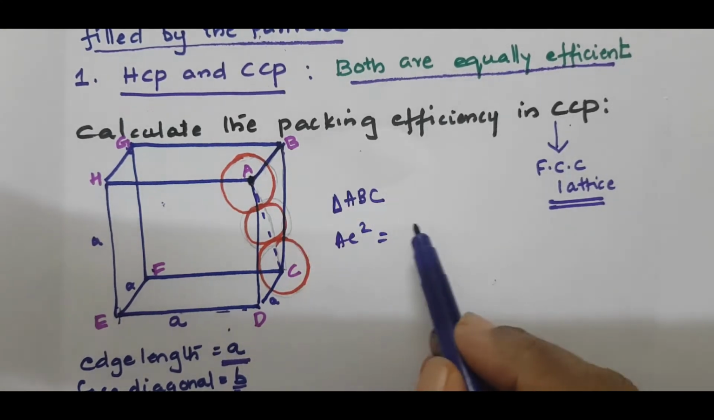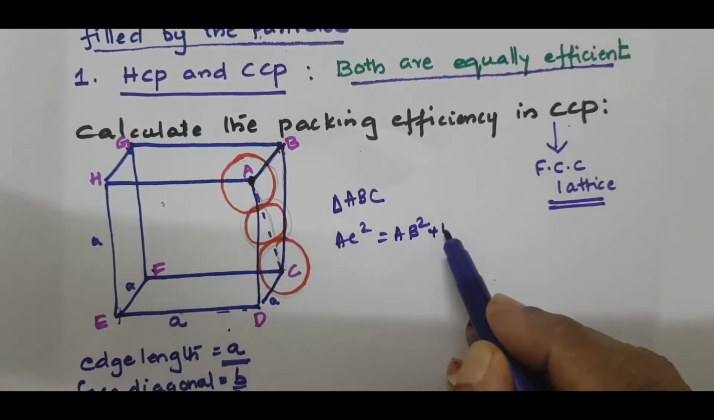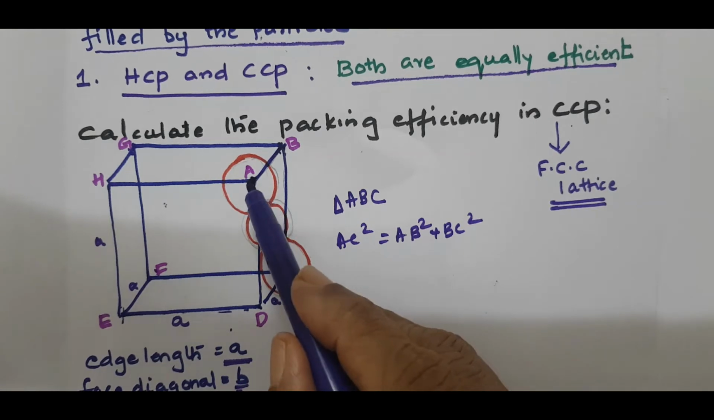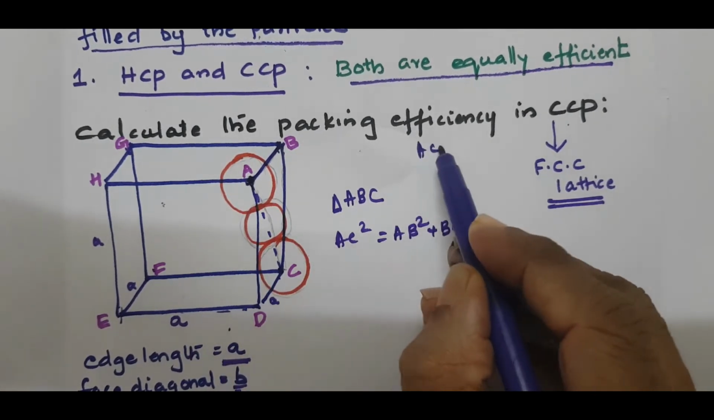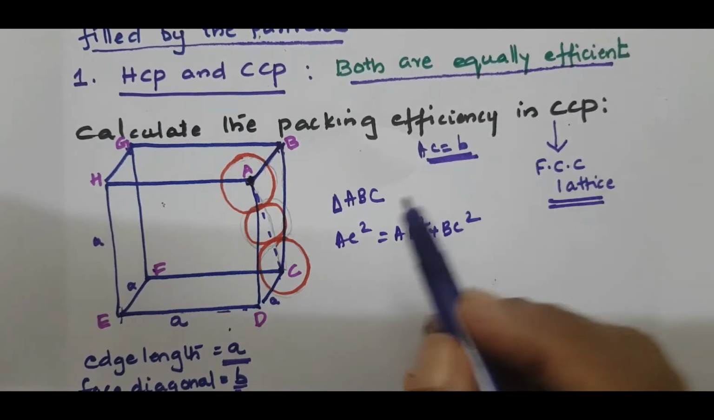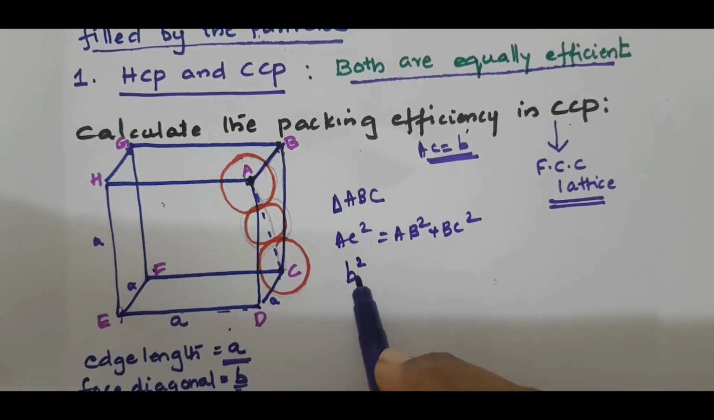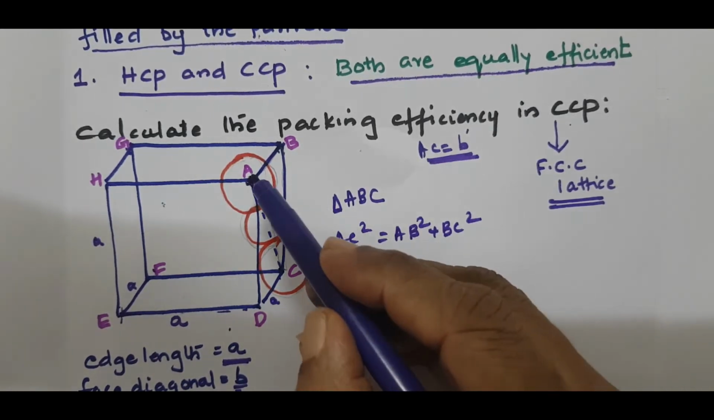AC square is equal to AB square plus BC square, correct? Okay. Now what is AC square? I told you AC is equal to B, isn't it? Why? It is a face diagonal. So AC is equal to B, then I can write AC square is equal to B square. Can I write that?